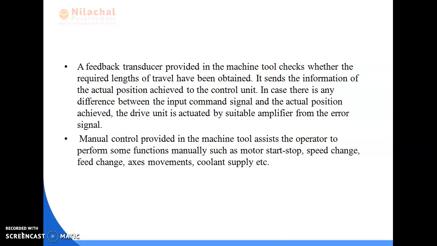Then manual control is provided in the machine tool to assist the operator to perform some functions manually, such as motor start and off, speed change, feed change, axis movement, coolant supply, etc.